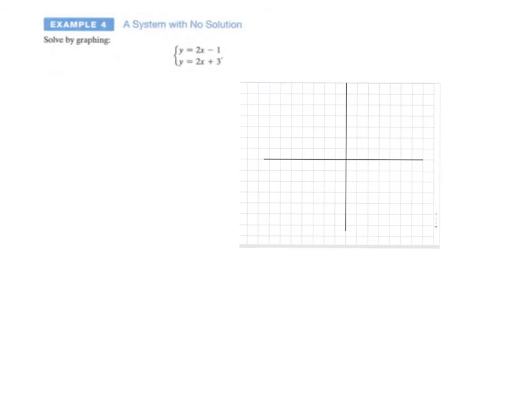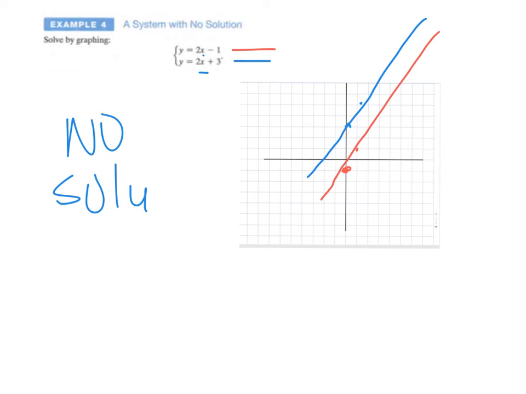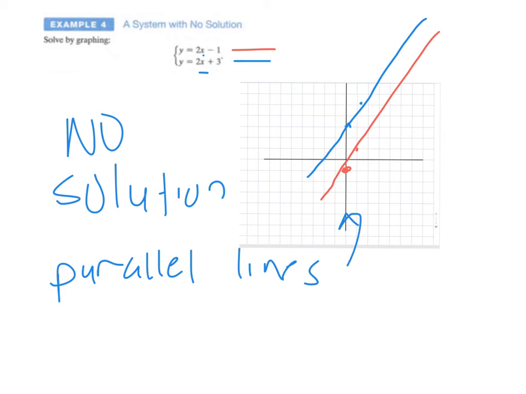So we're going to graph these, and sometimes they don't have a solution. Let's graph and see what that means. So if I go to -1, I'm doing this one in red, and I go up 2 to the right 1, and I draw my line, and then I do the other one in blue. I go to 3, 1, 2, 3. I go up 2 over 1, and I draw this line. We have what's called parallel lines because they have the same slope, and if you recognize they have the same slope, you have no solutions. The reason you have no solutions is because the lines never cross. They are parallel lines.